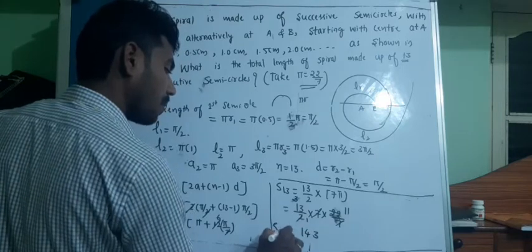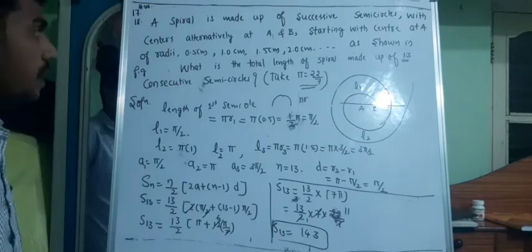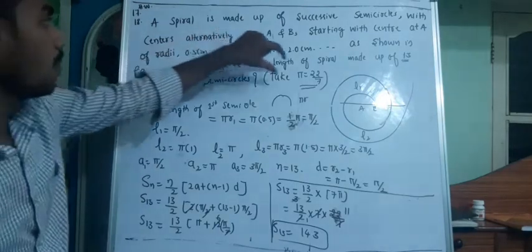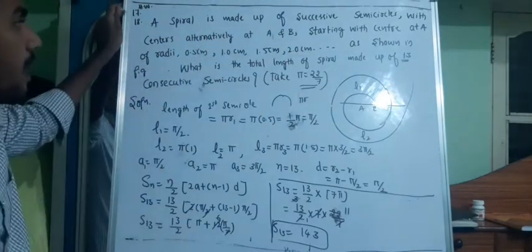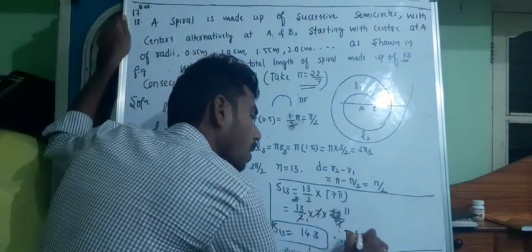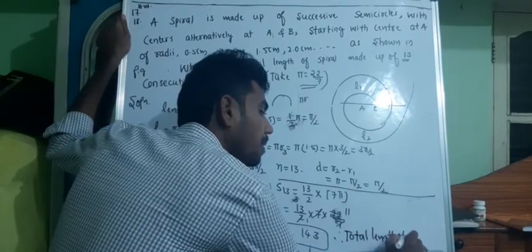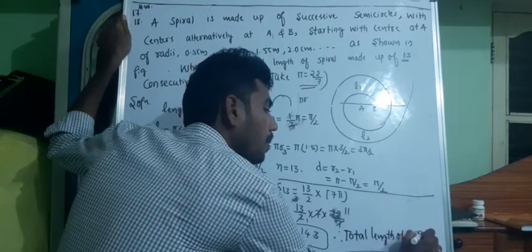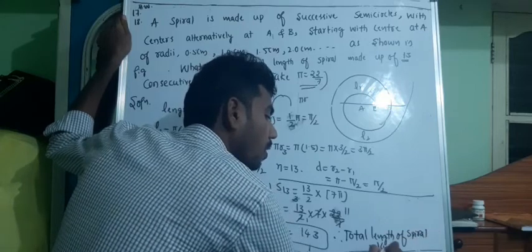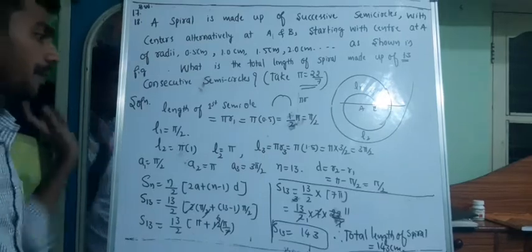So the length of 13 semicircles, the total length of the spiral made up of them, is equal to 143 centimeters. So please note this one.